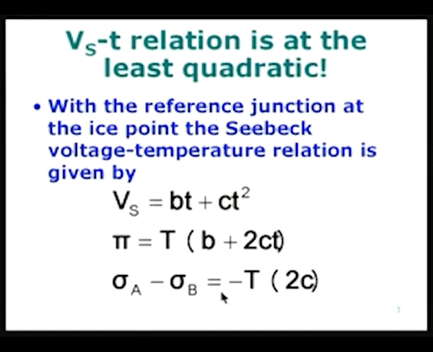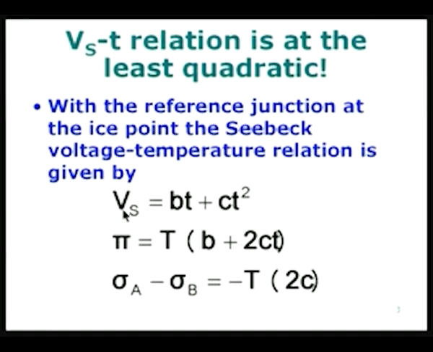is equal to minus T times d alpha s by dt, and d alpha s by dt is nothing but 2C, that is this coefficient. So, actually B plus 2Ct, you differentiate once more, you get 2C. These are the three relations now. That means we can see here that B and C are related to the pi and the sigmas.